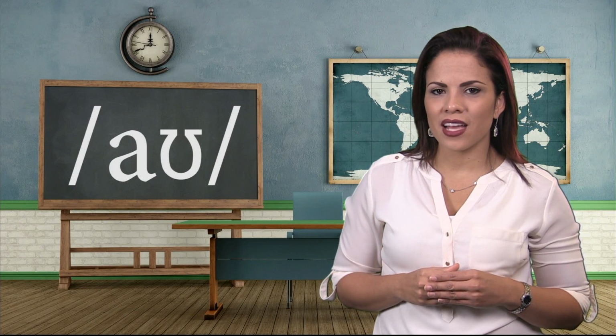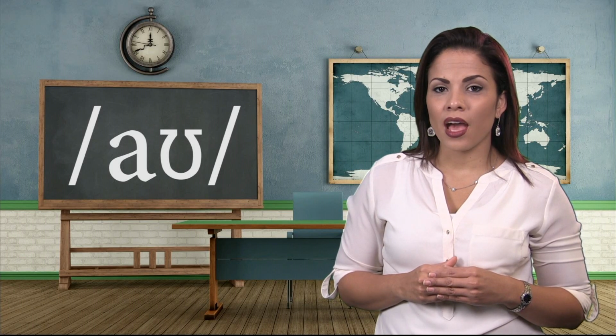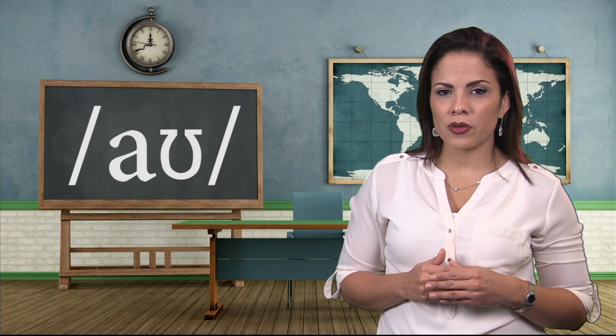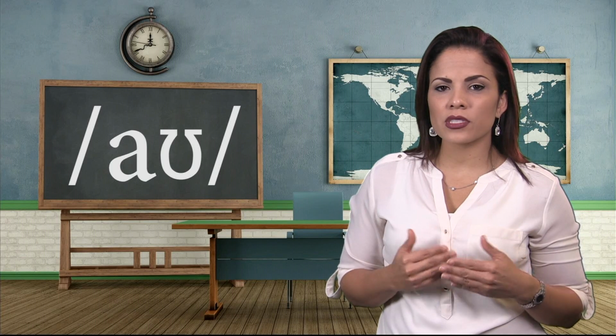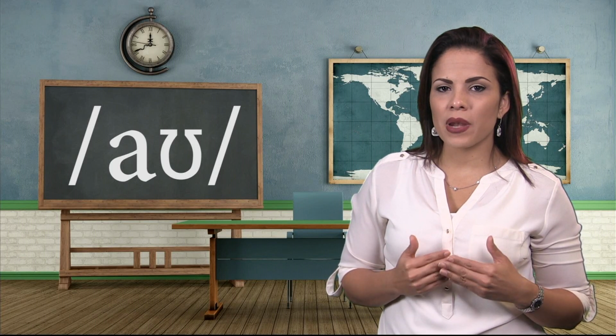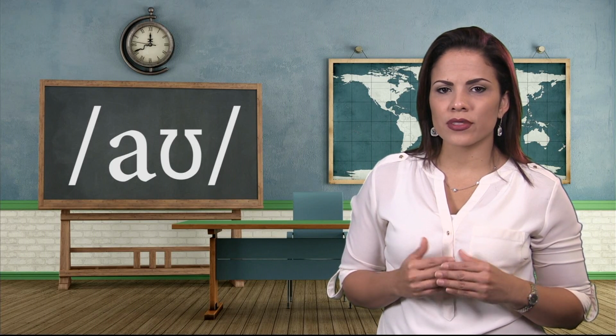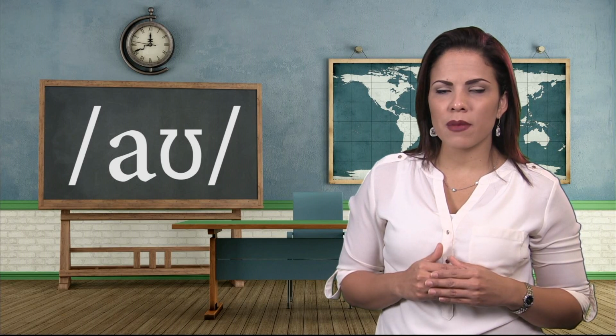Let's try it. Ow. Ow can happen at the beginning, middle, and the end of words. Keywords to help you remember. Blouse, flower, cow, and mouse.